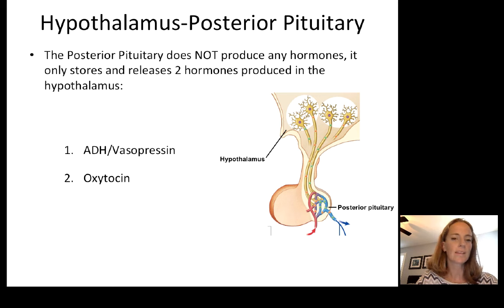The first hormone is called ADH, or antidiuretic hormone. It also is called vasopressin. You will hear the two names depending on whether the researcher is more interested in its kidney function or in its brain function or blood vessel function. ADH and vasopressin are one hormone produced in the hypothalamus that travels through the axons to the axon terminals and gets stored in the posterior pituitary. The other hormone is oxytocin, produced in the hypothalamus, travels through the axons, and is stored in the posterior pituitary.